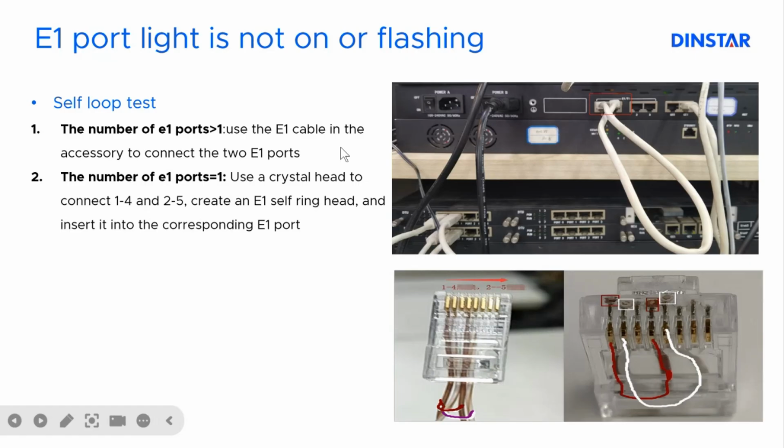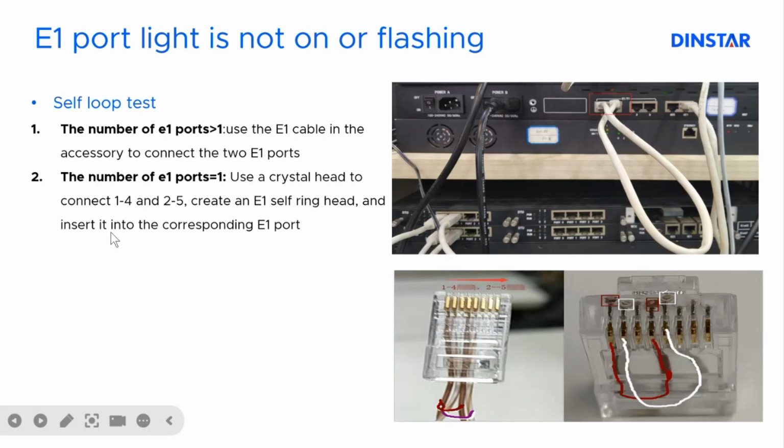We use the E1 cable to connect the two E1 ports. And like we just set the PRI signaling, we set this port to be the user side and this port to be the network side. And we can check the send frame or the receive frame to check whether the line is established or not.